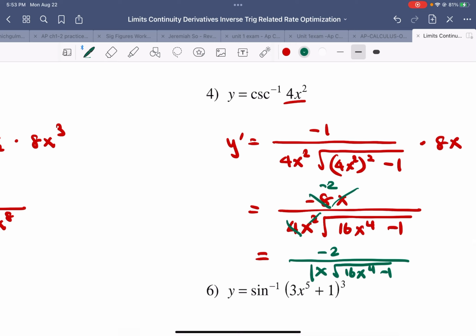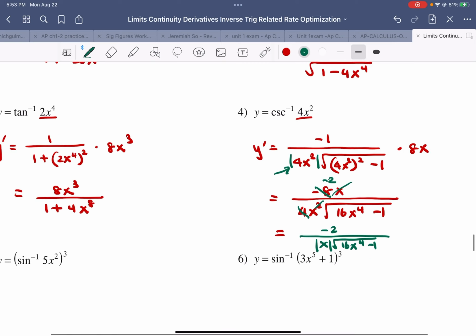But you need to put the absolute value now, because for this format, remember you put the absolute value here, but after you cancel out, make sure that x is in absolute value. Okay.